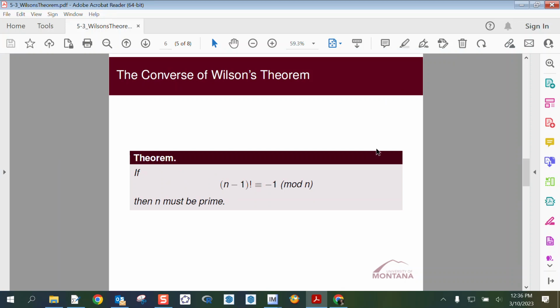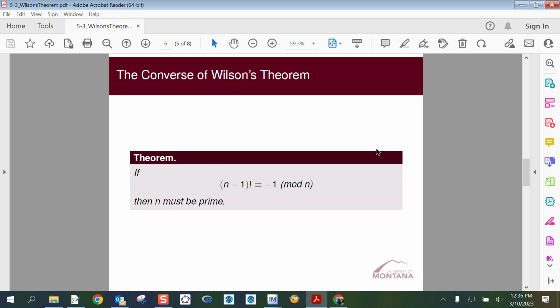I did want to mention that there is a converse to Wilson's theorem, and I'm not going to prove it here, but the proof is in your book. It says that if (n minus 1) factorial is congruent to -1 mod n, then n must be prime. This is kind of an interesting anecdote. What we have here is a method for testing primality, but you have to question the utility of this, right?